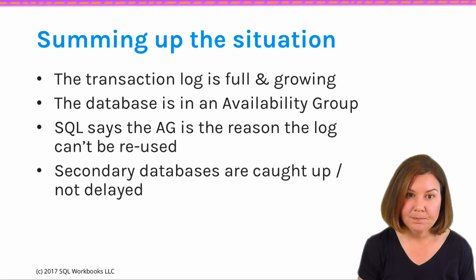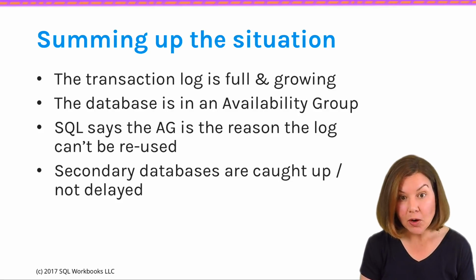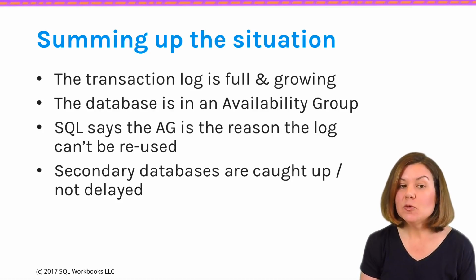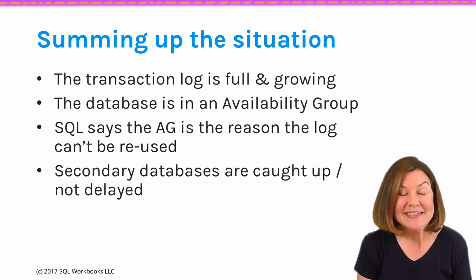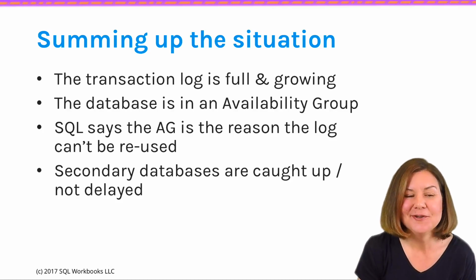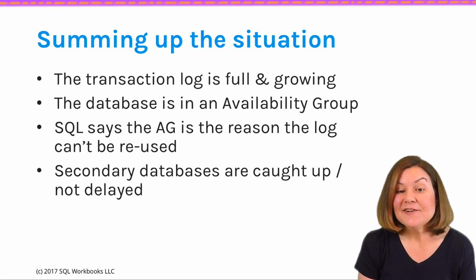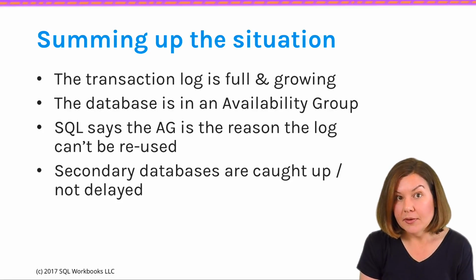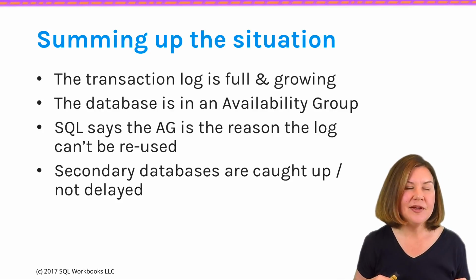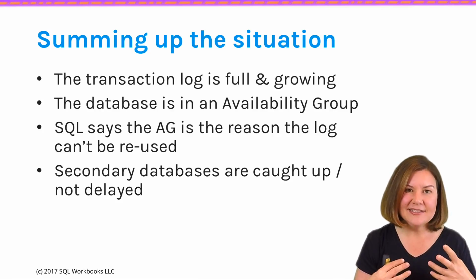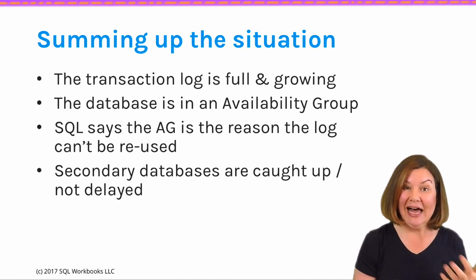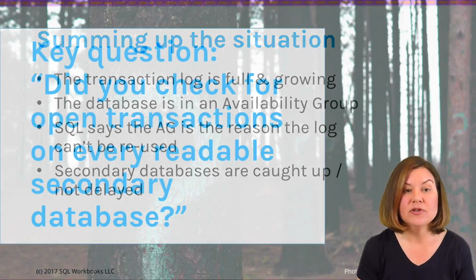Summing up what we know now. The transaction log is full and growing. The database is in an availability group. SQL Server says that the reason the log can't be reused, or VLFs in the log can't be reused, is the availability group. And secondary databases are caught up and are not delayed. We don't have a replica who's offline anywhere. We're in a synchronized state. I didn't ask too much in this case about whether anybody might be behind, but the information I got was that they were caught up.